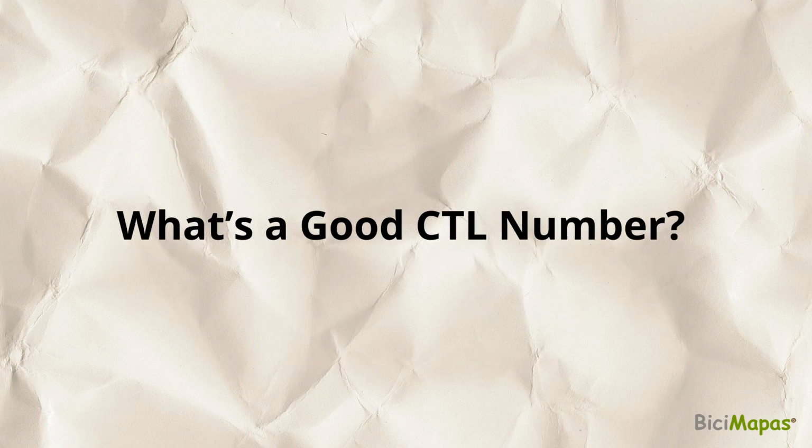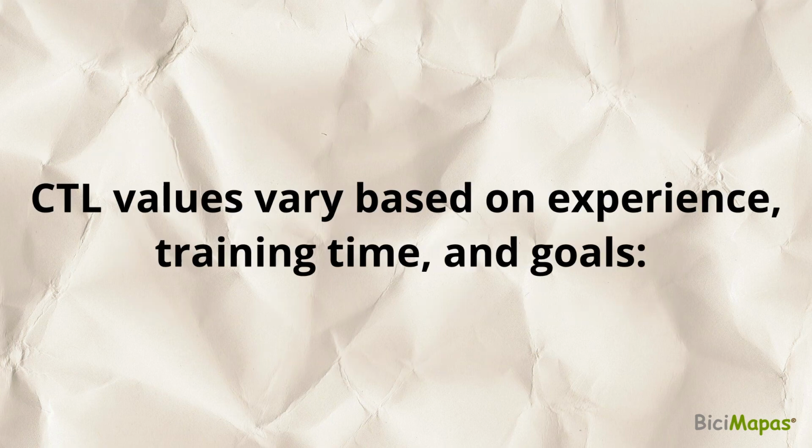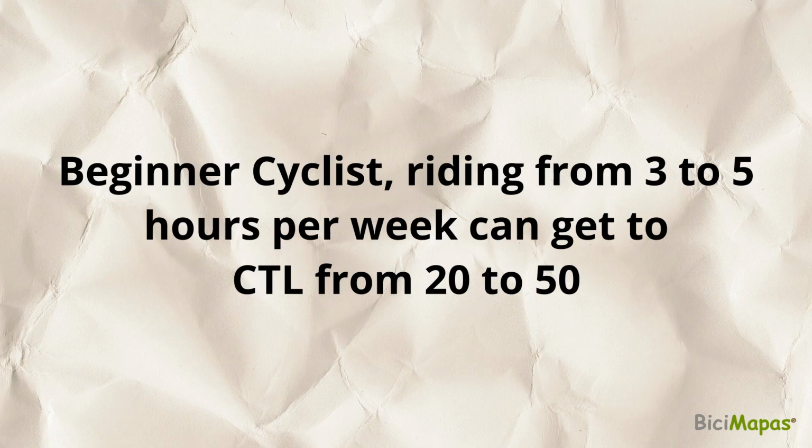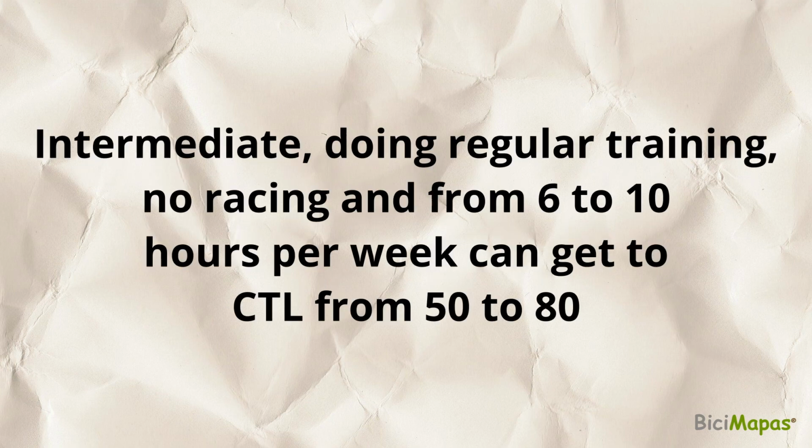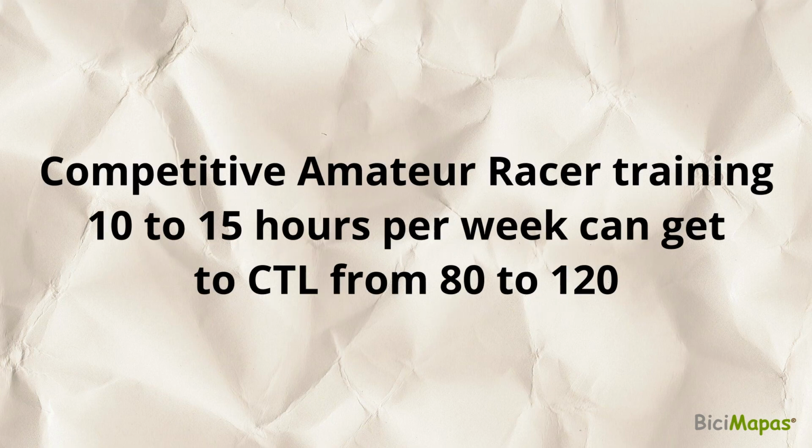CTL ranges. What's a good number? CTL values vary based on experience, training time, and goals. Beginner cyclist: riding 3 to 5 hours per week can get to a CTL of 20 to 50. Intermediate: doing regular training, no racing, and 6 to 10 hours per week can get to a CTL of 50 to 80. Competitive amateur racer: training 10 to 15 hours per week can get to a CTL of 80 to 120.